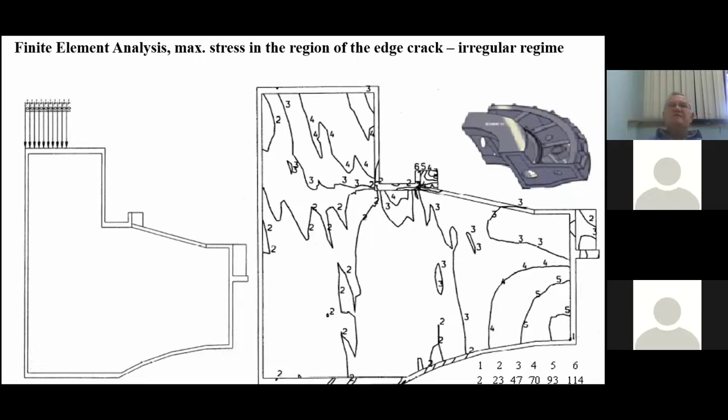The other regime, which is irregular, differs from the previous one because loading is different. You can see it here to the left. Forces here are now missing, but that is less favorable for the stress state. So now in this critical region is isostress line number 4, which is about 70 megapascals.